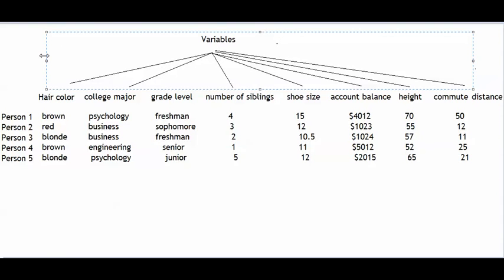In this example, hair color is a variable because different people have different hair colors. College major is a variable because different people have different college majors. Grade level is a variable because different people have different grade levels. Number of siblings is a variable because different people have different numbers of siblings. Shoe size, account balance, height, and commute distance are also variables because not everyone has the same shoe size, not everyone has the same account balance, not everyone has the same height, and not everyone has the same commute distance.